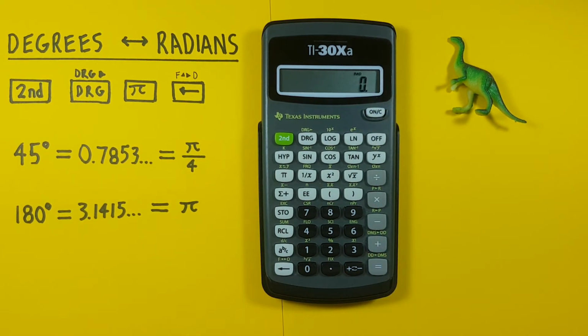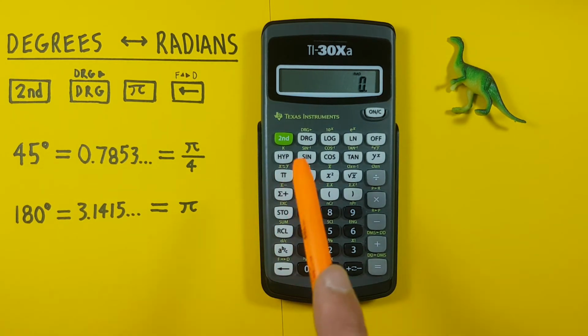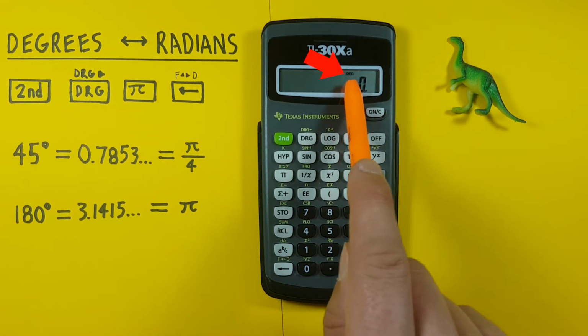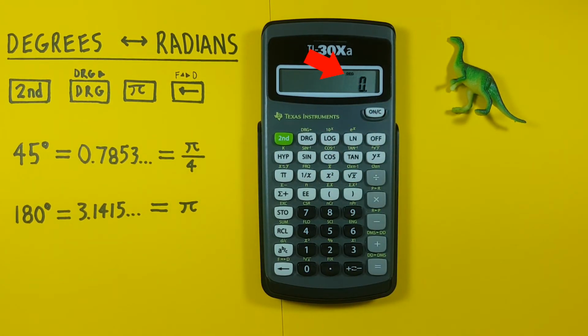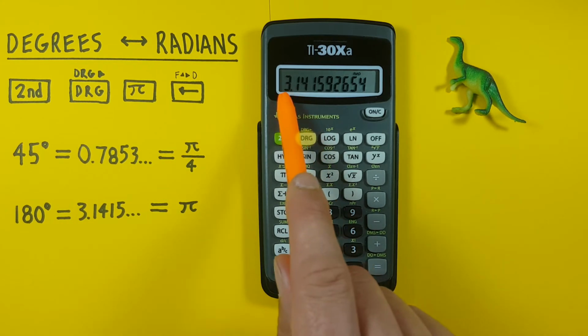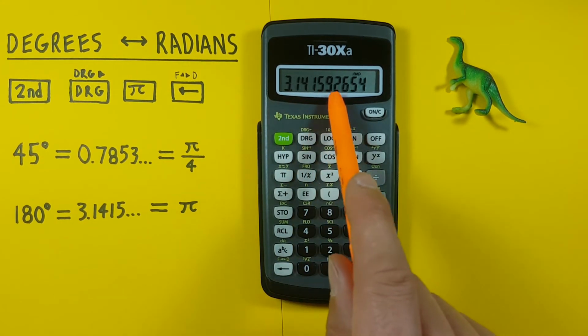Another example, let's say we were given 180 degrees. First, we want to get our calculator back to degrees mode. We do that by pressing the DRG key until we see DEG at the top of our screen. Next, we enter our degrees. So for this example, we'll use 180. And then second function, DRG. And we see this converts to 3.14, etc.